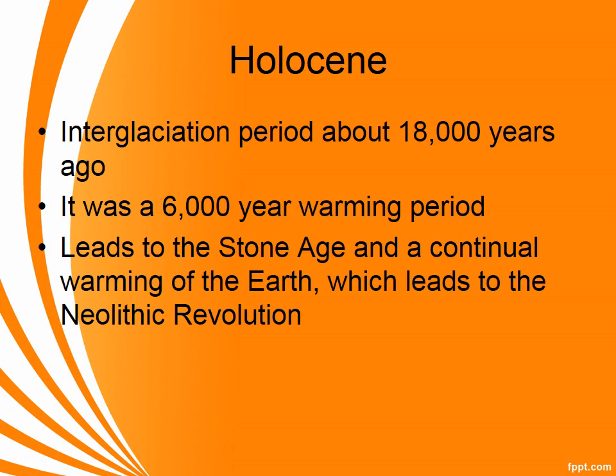What we end up with is an interglaciation period called the Holocene. And this is where in the Ice Age movies, you would actually be seeing Ice Age: The Meltdown, when the Earth started to unfreeze and we started to be able to have more land to farm. And that was about 18,000 years ago. It was a long warming period of 6,000 years. And in that 6,000 years is where human beings are going to create the Stone Age that leads into the Neolithic Revolution.